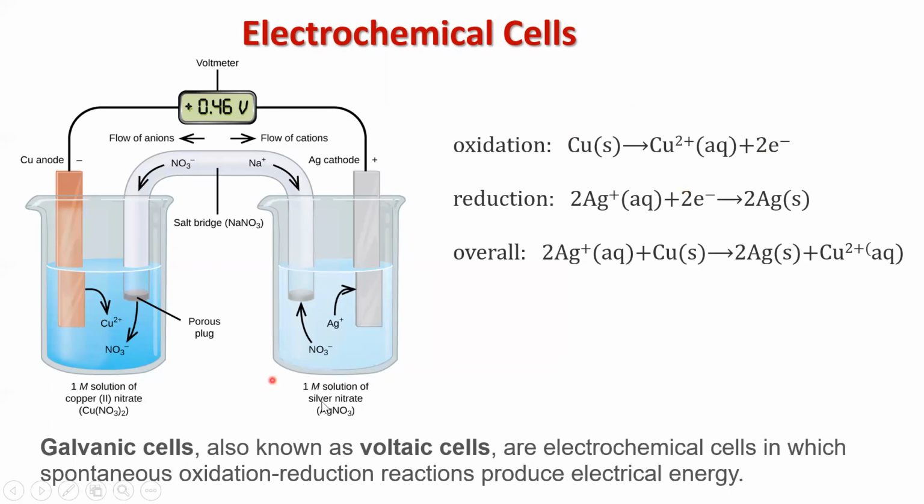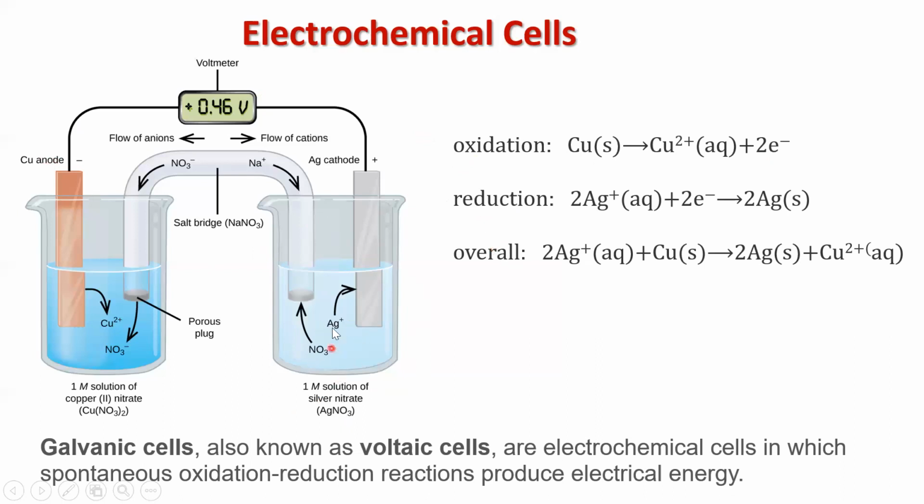Okay, this side is our cathode compartment, and reduction takes place in the cathode compartment. Now, a way to remember that: anode and oxidation both start with vowels. Okay, so oxidation takes place in the anode compartment, and reduction takes place in the cathode compartment.